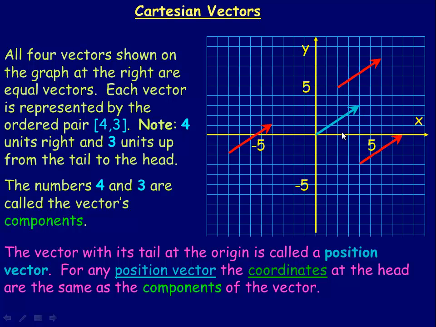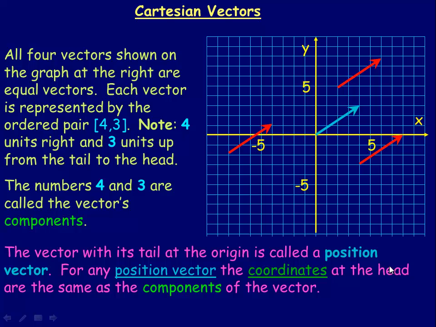And so the 4 and 3, you go horizontal first, the vertical change next. Those are called the components of the vector, the 4 and 3. That's the horizontal distance and vertical distance from the tail to the head of the vector. Now, of all these equivalent vectors, the one that's drawn with its tail at the origin, the blue one, is called a position vector.